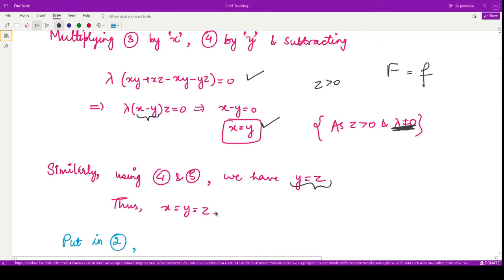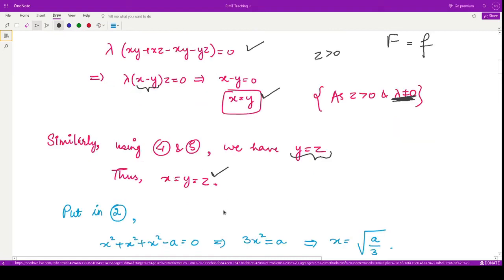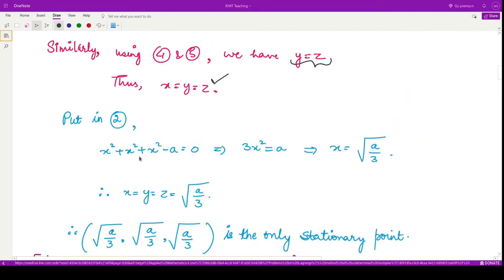Now we can use this in the second equation, that was the given constraint equation. So from that you have x square plus x square plus x square minus a is equal to 0. From here you calculate the value of x. That comes out to be square root of a by 3, because all these three are equal. So this is the point. In this case you are able to calculate this stationary point.